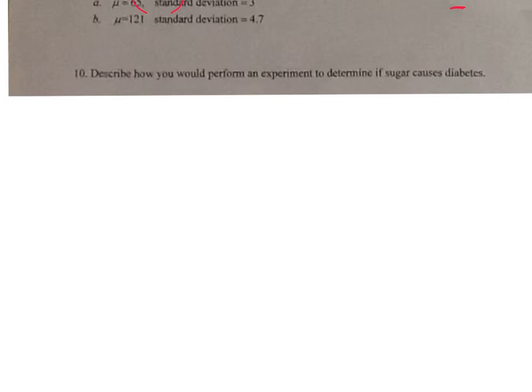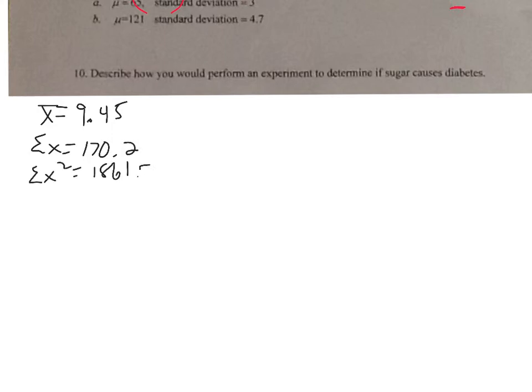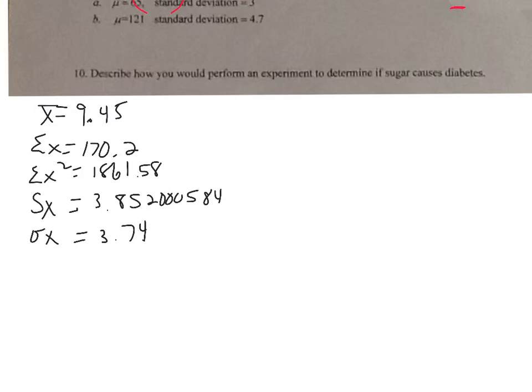So hopefully you plugged it in and now we're back. Remember, you have to write down your calculator screen. So we have x bar is 9.45. The sum of the x's is 170.2. The sum of the x's squared is 1861.58. The sample standard deviation is 3.852. The standard deviation, which is also your population standard deviation, is 3.7434711684. N is 18. That's how many pieces of data you plugged in.